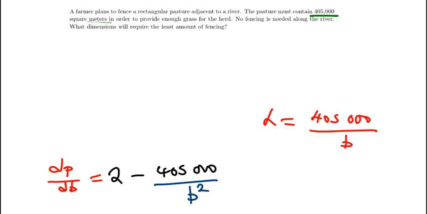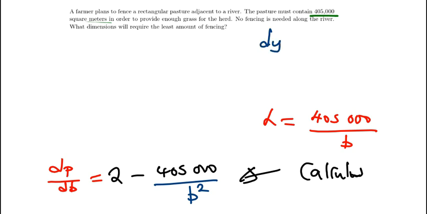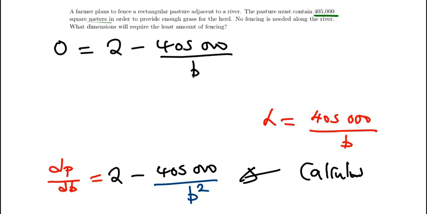So at this point is where the calculus comes in. Calculus helps us to find the maxima or the minima. The x values, we understand, are the critical points, and that occurs at the point where the derivative is equal to 0. So for us to find the critical points, we equate the derivative to 0. And don't forget we have 2 minus 405,000 over B squared there.